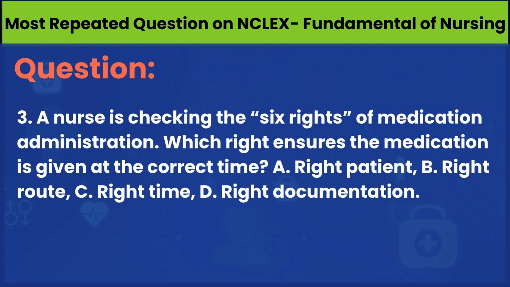3. A nurse is checking the 6 rights of medication administration. Which right ensures the medication is given at the correct time? A. Right patient. B. Right route. C. Right time. D. Right documentation.